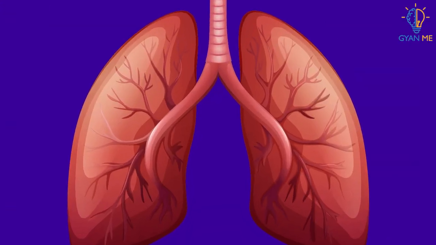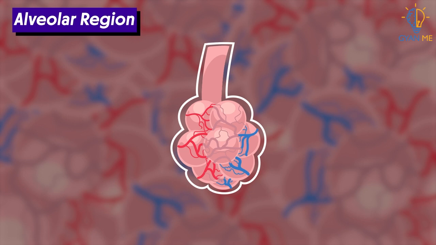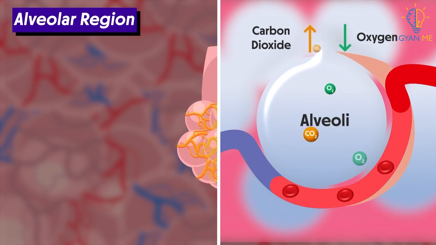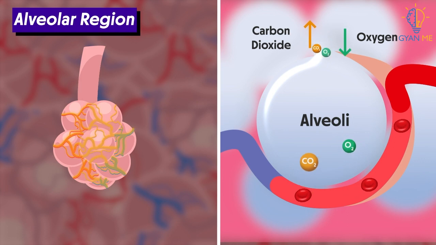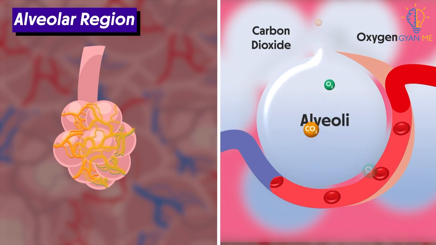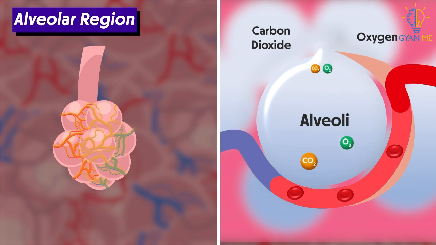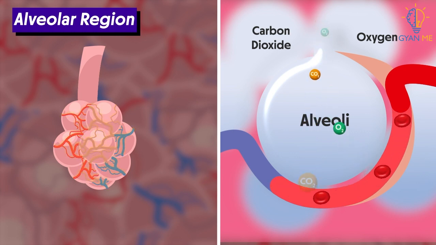The air finally reaches to the alveolar region. As you know students, alveoli are richly covered by blood capillaries. So the oxygen in the alveoli diffuses into the blood capillaries and carbon dioxide present in blood capillaries diffuses in the lungs. This gaseous exchange at alveolar surface completes the inhalation process.